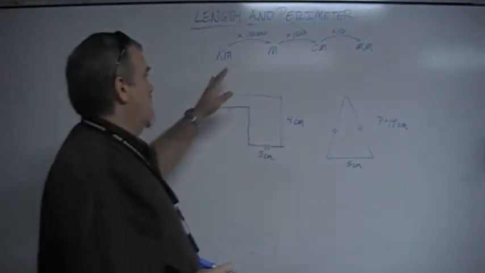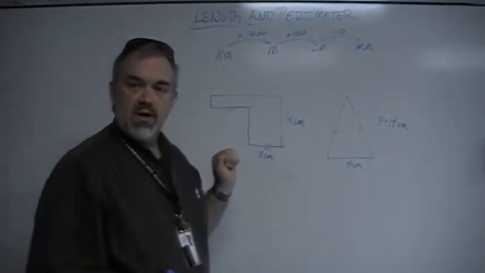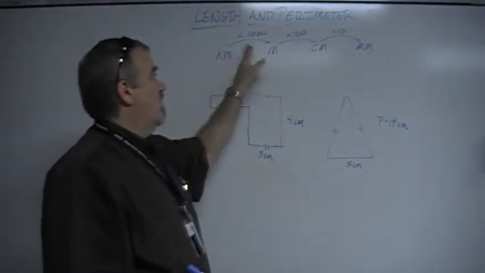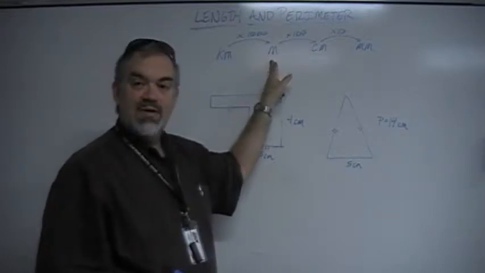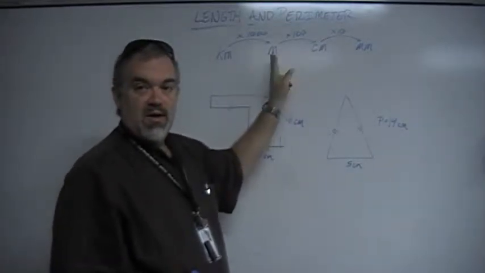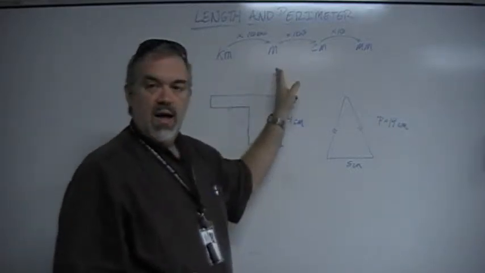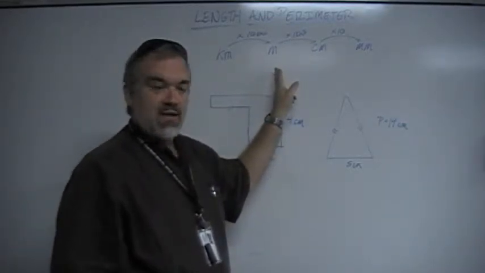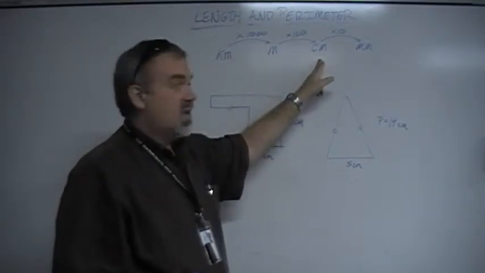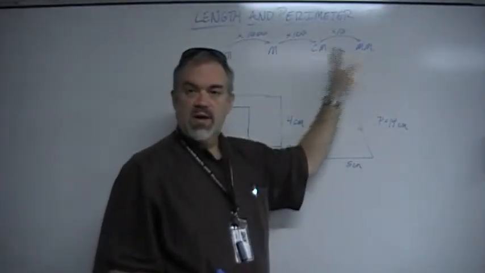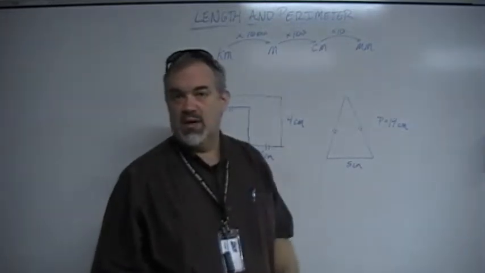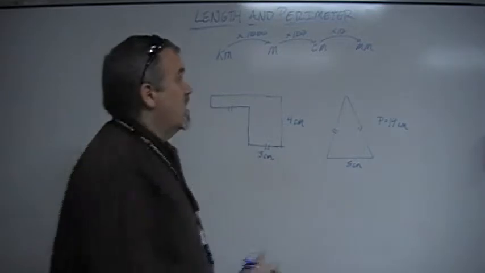If we had, for example, 2 kilometers and we wanted to turn that into millimeters, we can work our way across. 2 kilometers times 1,000, that's 2,000 meters. And then if we wanted to turn that into centimeters, we'd multiply by 100 again, and that 2,000 meters becomes 200,000 centimeters. If we wanted to turn it into millimeters, we'd multiply by 10. Our 200,000 centimeters becomes 2 million millimeters. And we can also go the other direction.